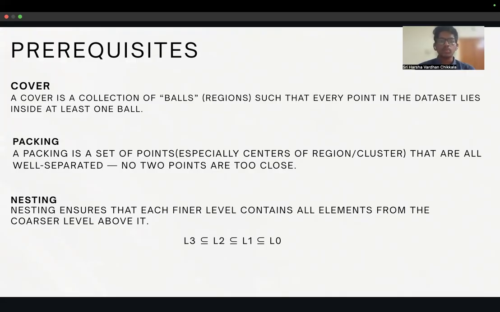And next thing is about packing. Packing is quite different from cover. We can say it is quite opposite from cover. What it will do is make sure that no two points are so close to each other. So let's see the definition, and then understand by examples. A packing is a set of points, especially in our case, centers of regions or clusters that are well separated. That is, no two points are too close.